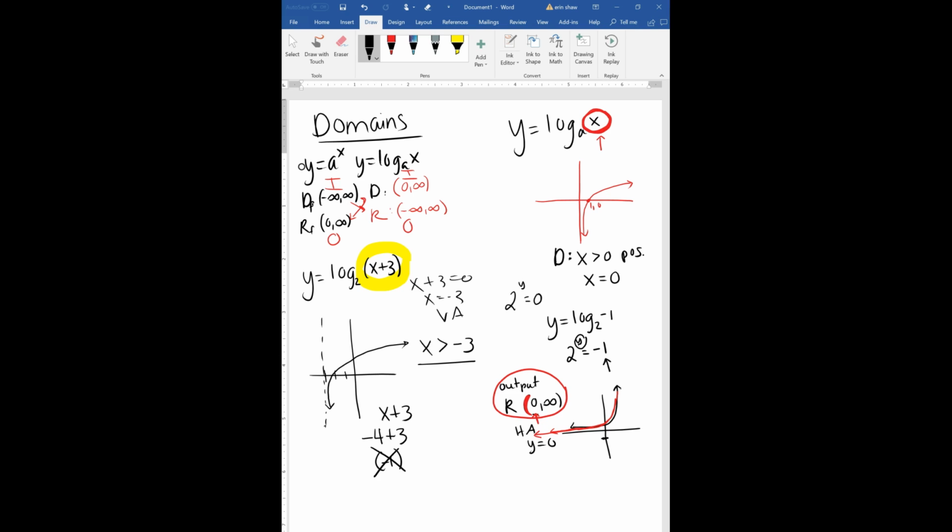Let's pick 0. 0 plus 3 makes that 3. That's positive, and that's okay. 0 is greater than -3. Let's pick 4. 4 plus 3 is 7. 7 is bigger than -3. So every value bigger than -3 will produce a positive argument.